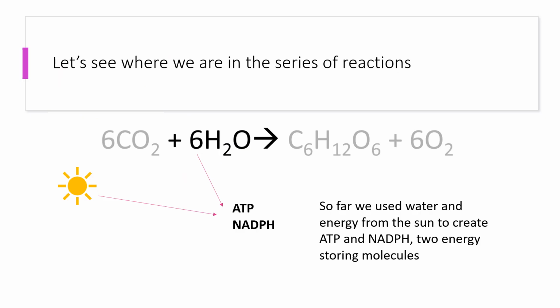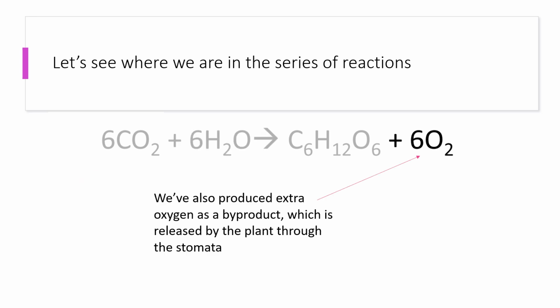So let's pause for a minute and come back to our formula to see where we are in completing the reactions of photosynthesis. So far, we used water and some sunlight energy to create 2 energy-storing molecules, ATP and NADPH. We've also released some oxygen that was created as a byproduct of the photoreaction. We have not yet used any carbon dioxide or produced any sugars. That comes in the synthesis reaction.